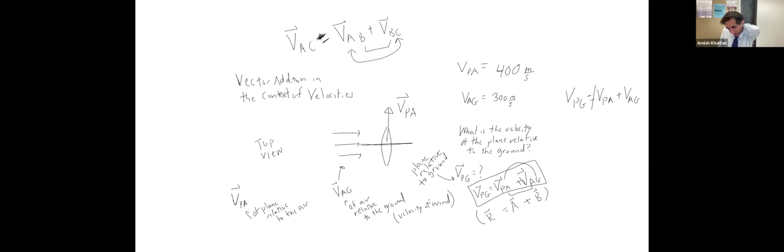So then I'm just adding vectors. I'll use the tip to tail method again. I'll add the velocity of the air relative to the ground, which is pointing eastward. I'll add to the tip of it the velocity of the plane relative to the air, which is pointing northward. And the resultant should lie from the tail of the first to the tip of the second. Let me show it in a different color. Resultant vector is in red. That's the velocity of the plane relative to the ground.